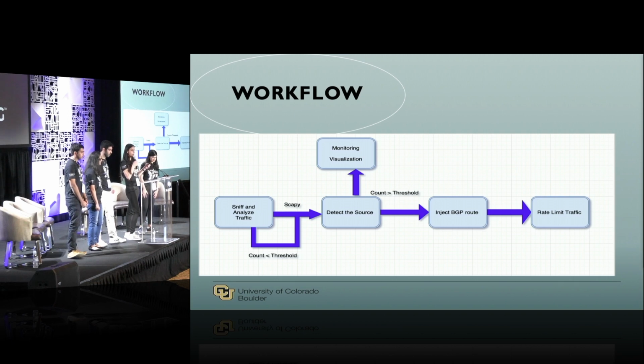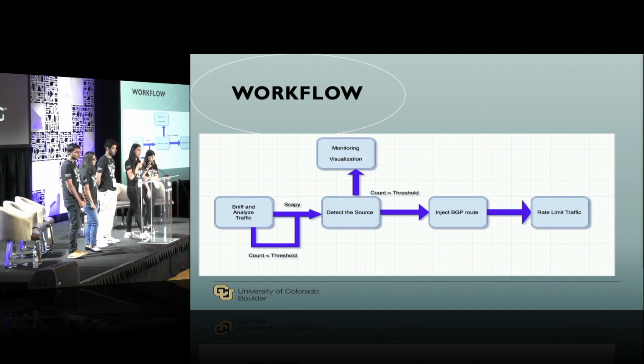This is the rough flow of our hack. We would sniff and analyze any traffic that enters into our network. If the traffic crosses a certain threshold of HTTP requests, we detect the source of the traffic using Scapy and send the traffic for monitoring and visualization. At the same time, using ExaBGP, we inject a route into the network. And after injecting the route, when the traffic comes in, we rate limit the traffic. Over to Sadhvi.